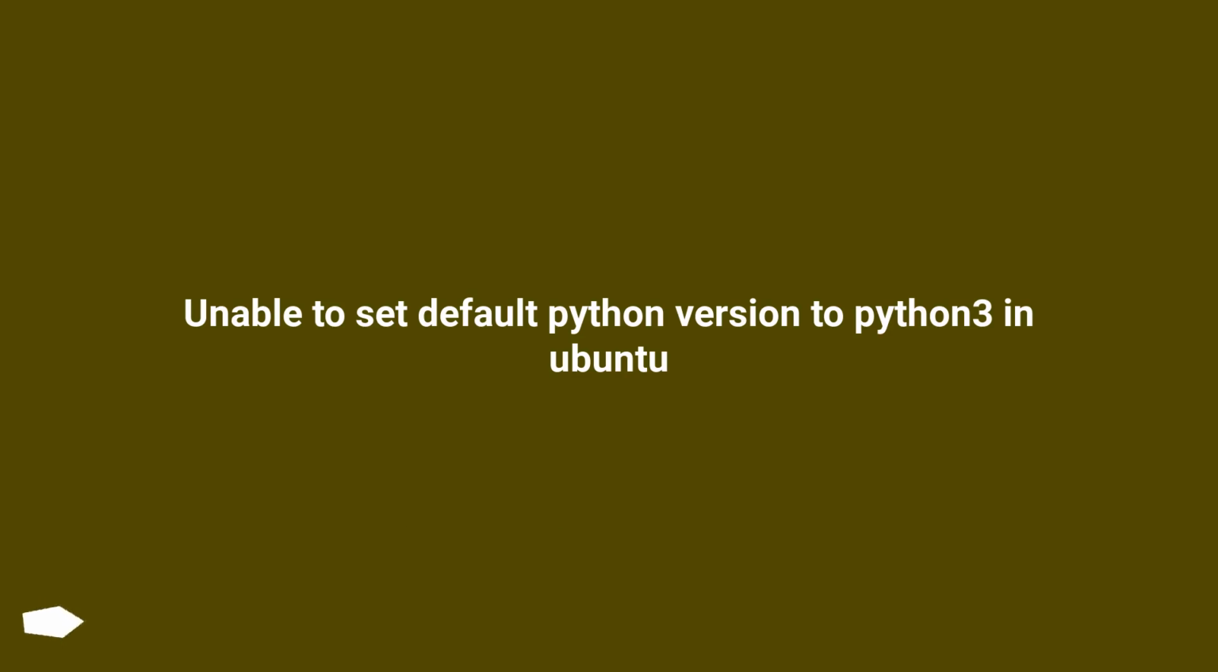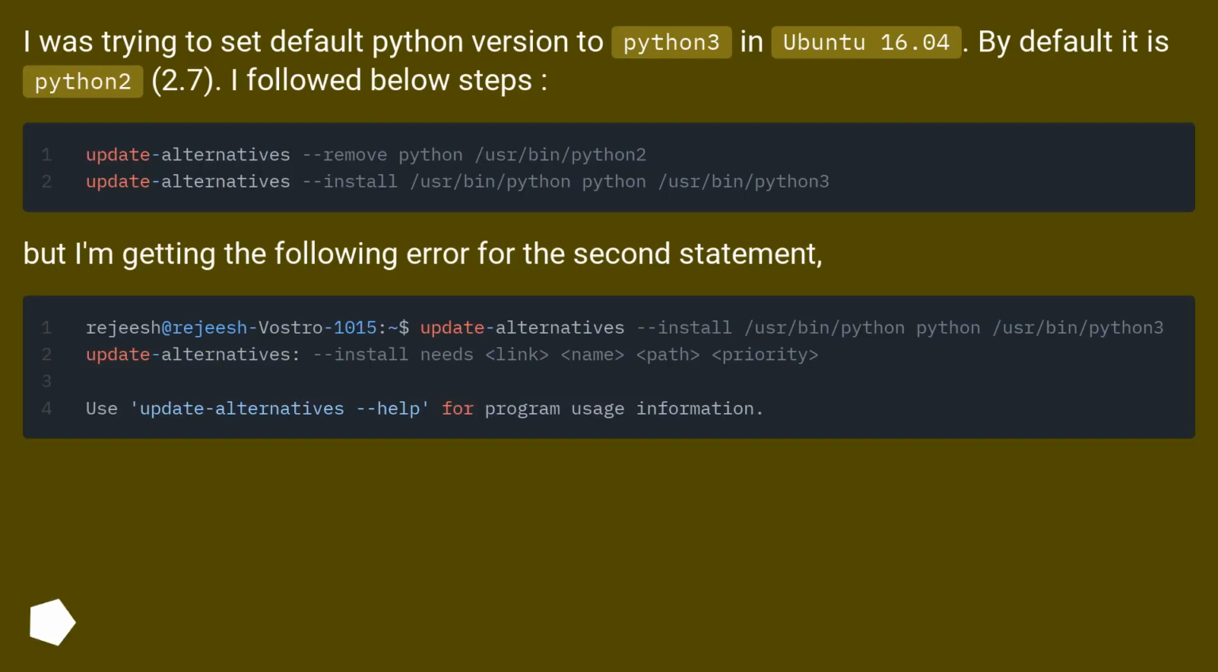Unable to set default Python version to Python 3 in Ubuntu. I was trying to set default Python version to Python 3 in Ubuntu 16.04. By default it is Python 2, 2.7. I followed below steps. But I'm getting the following error for the second statement.